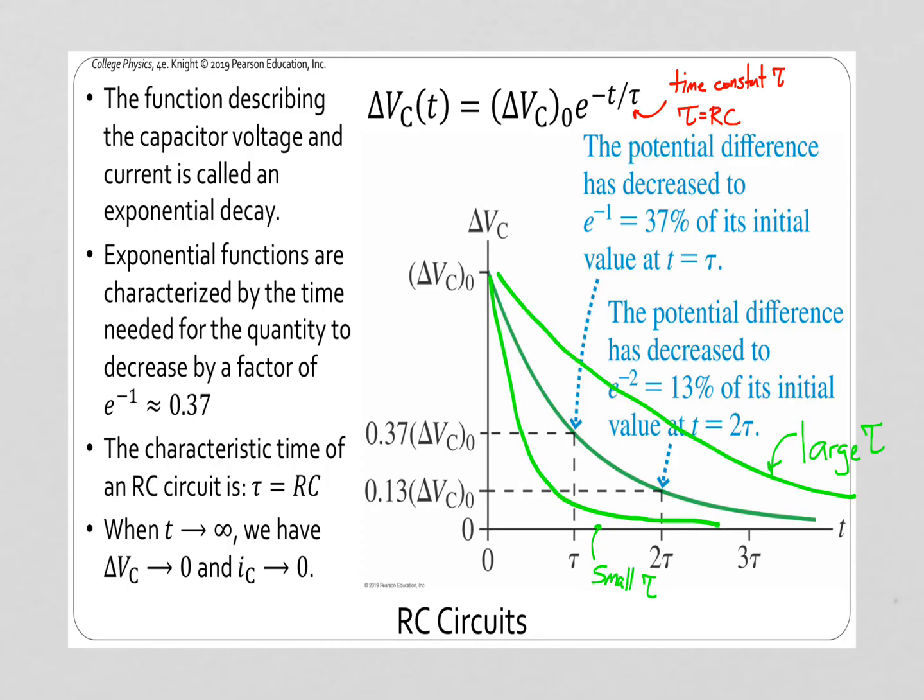When the time constant is very small, you have a very steep curve where the system reacts very quickly. When you have a large time constant, you still have the same general shape, but you have a much flatter curve where it takes much longer for the circuit to fully discharge.